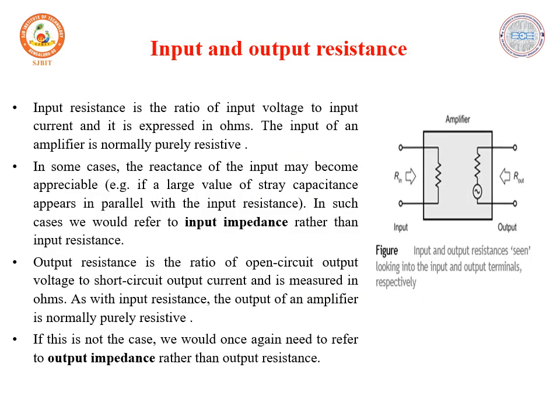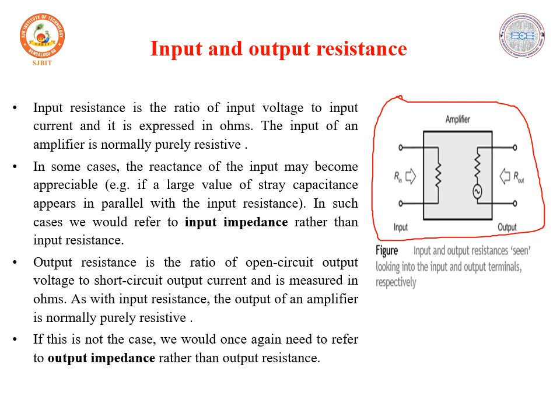The input and output resistances. So you can see in the figure, the amplifier has input and output resistances. The input resistance is the ratio of input voltage to input current, and this is expressed in ohms. The input of an amplifier is normally purely resistive. You already know that according to Ohm's law, R is equal to V by I, that is, input voltage divided by input current.